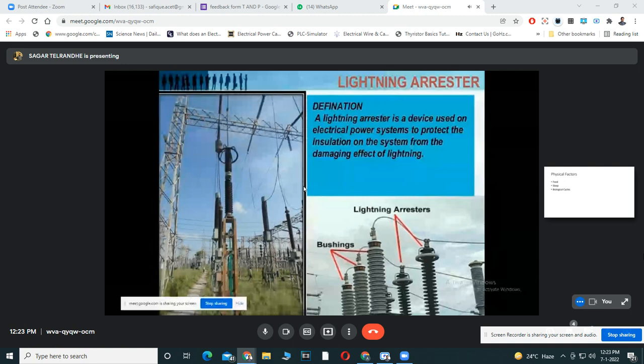The isolating switches are shown and discussed earlier. Circuit breakers. Now here we have the circuit breakers, and the circuit breaker that we are able to see in front of you is an SF6 circuit breaker, which uses sulfur hexafluoride gas as an arc quenching medium.